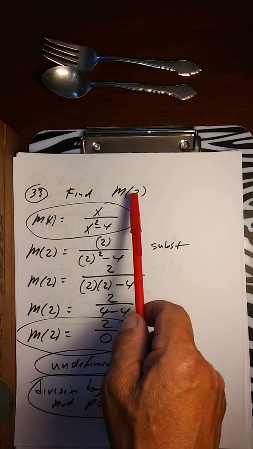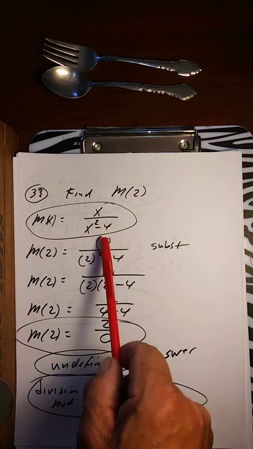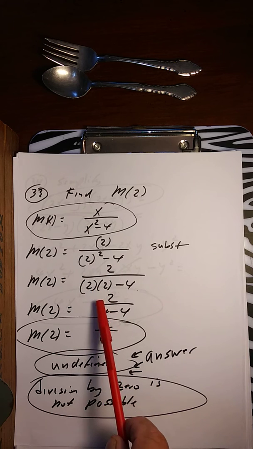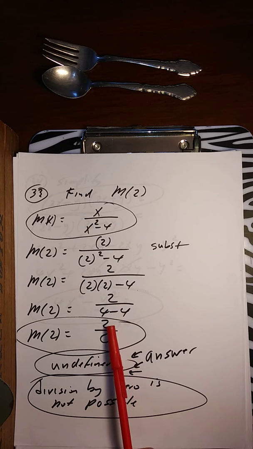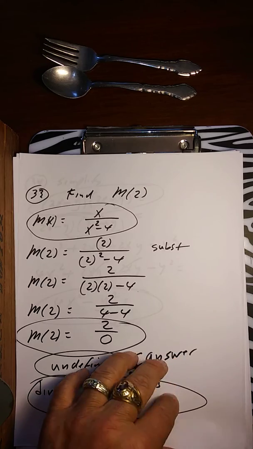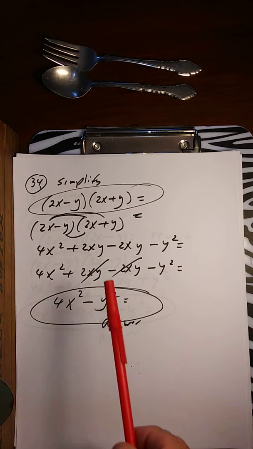Find m of 2, another function. Put a 2 there, 2 there, 2 there. 2 squared means 2 times 2. So we have 2 over 4 minus 4, and 2 over 0 is undefined. Division by 0 is not possible. So this is undefined.